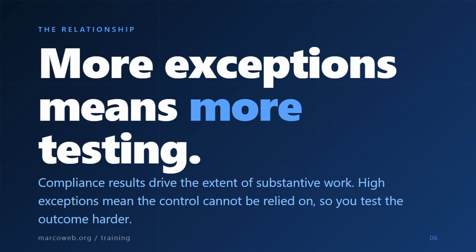And the two are connected, which the exam tests constantly. The result of compliance testing drives the extent of substantive work. If controls test clean, control risk is lower and you can justify less substantive testing. If exceptions are high, the control cannot be relied upon and substantive testing increases. More control exceptions mean more substantive work, never less.